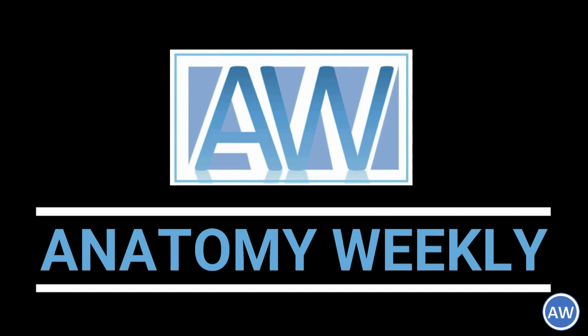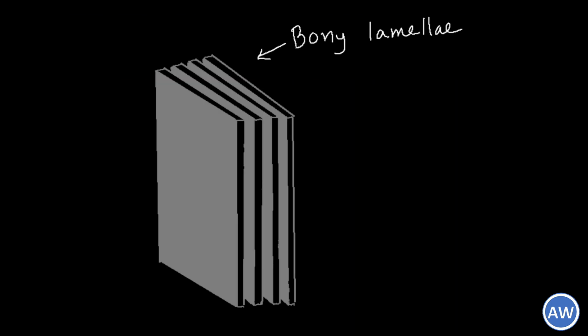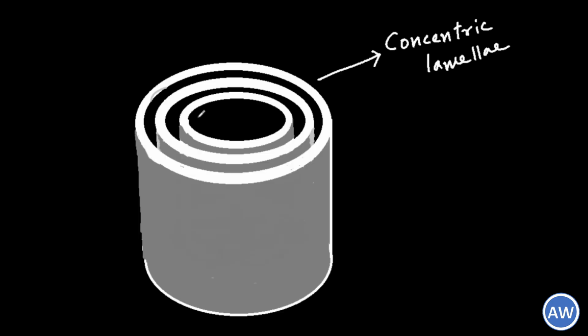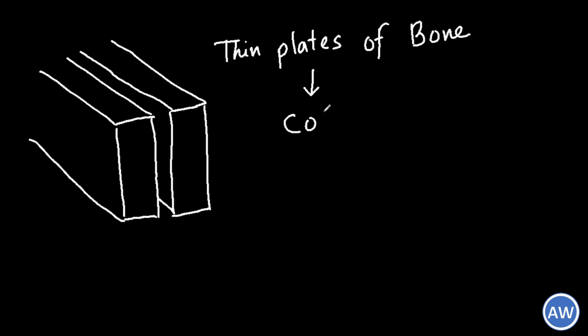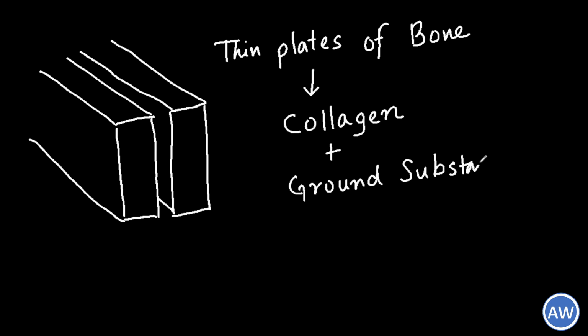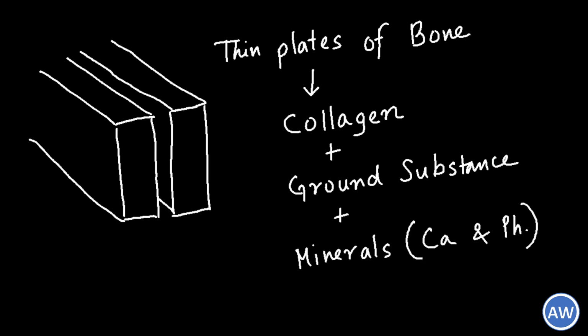When we look at the histology of an adult bone, we see that it is made up of lamellae and can be classified histologically as the lamellar bone. Now, what is a lamellae or a lamellar bone? Lamellae, in simple words, is a layer made up of thin plates of bone which consist of collagen fibers and a gelatinous ground substance, both of which are mineralized with salts like calcium and phosphorus.